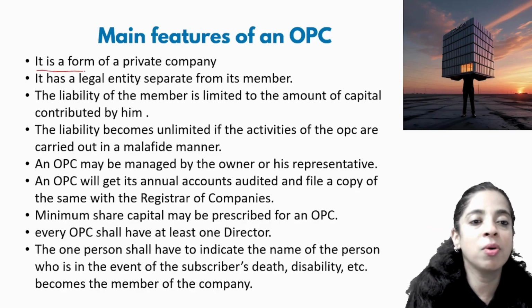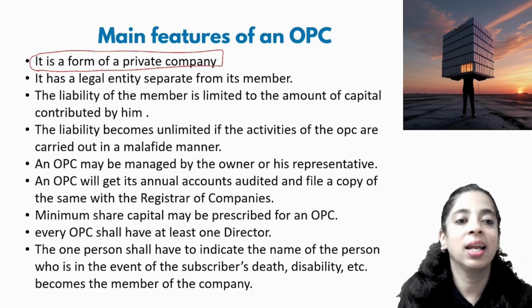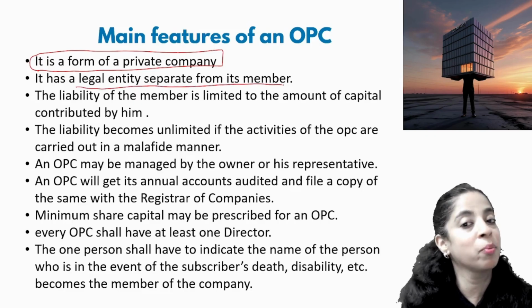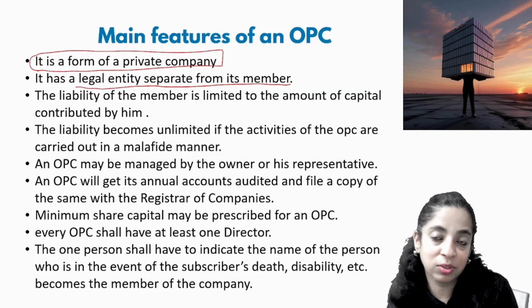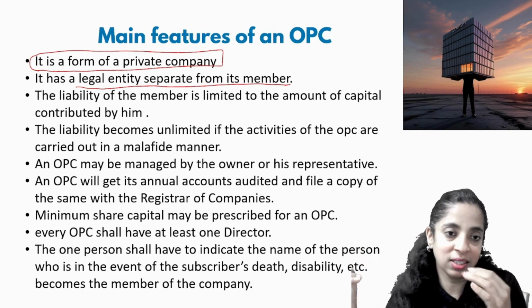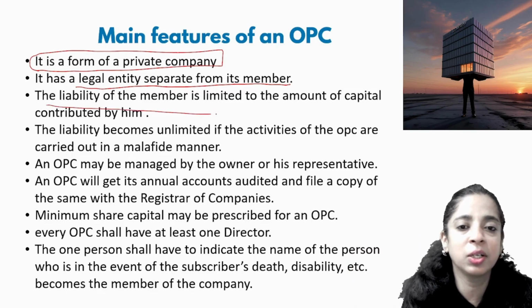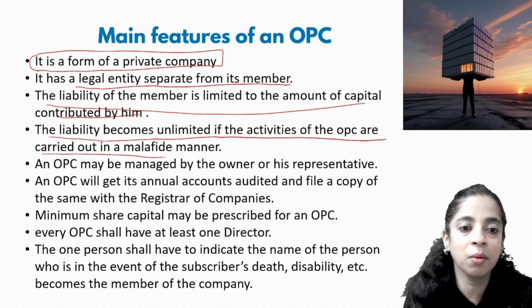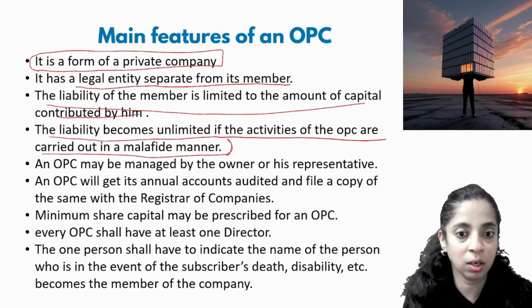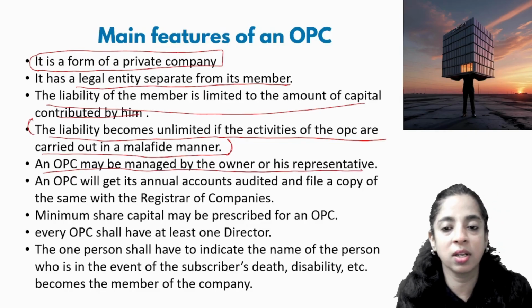So it is a form of a private company itself. OPC is one form of private company. It has a legal entity separate from its members. So you can say it is a part of joint stock company. Under private, OPC falls. The liability of the member is limited to the amount of capital contributed by him. The liability becomes unlimited if the activities of OPC are carried out in a modified manner, if not in a proper manner. An OPC may be managed by the owner or his representative.